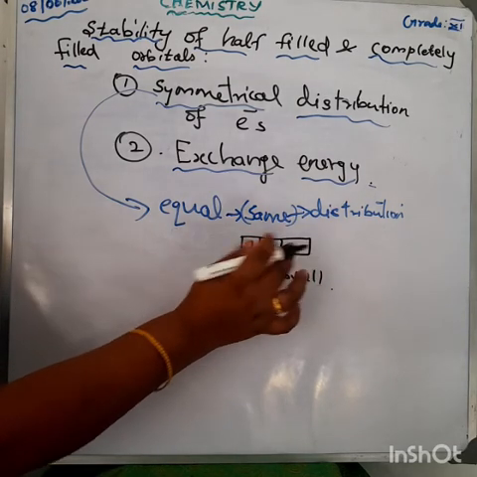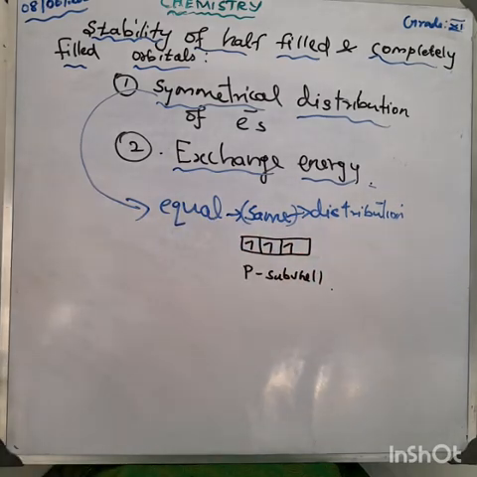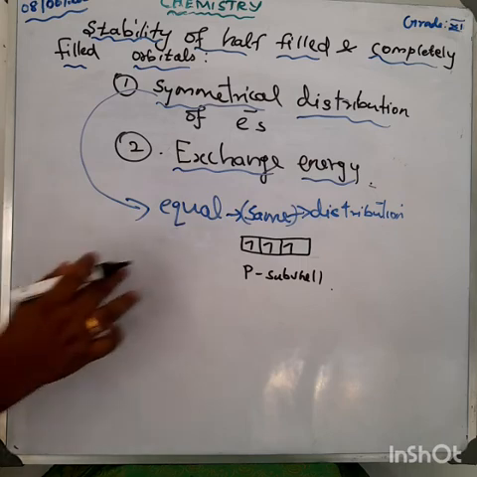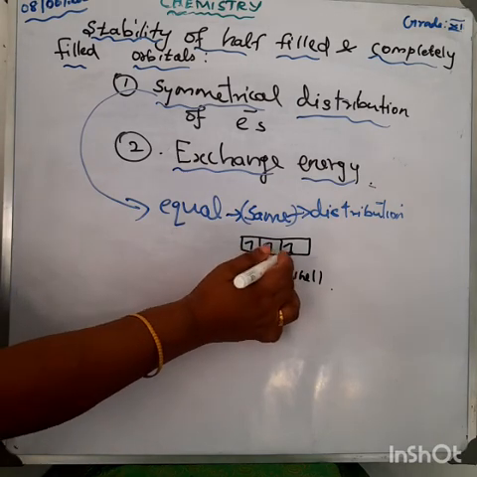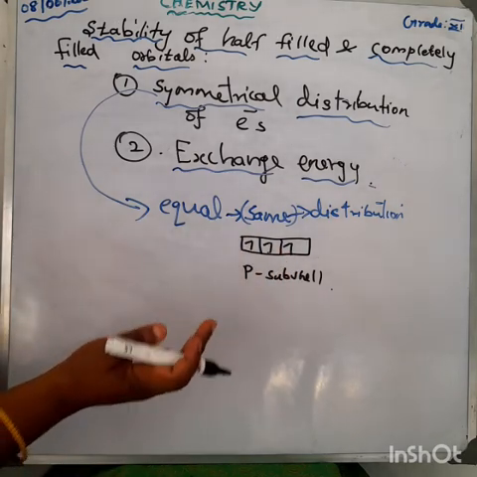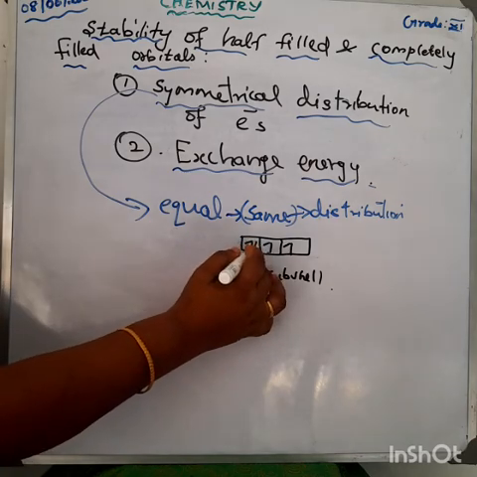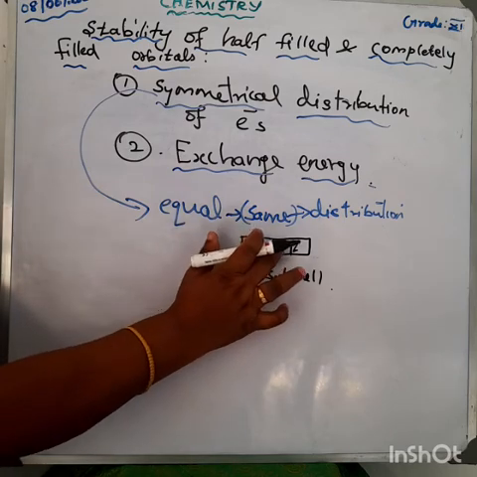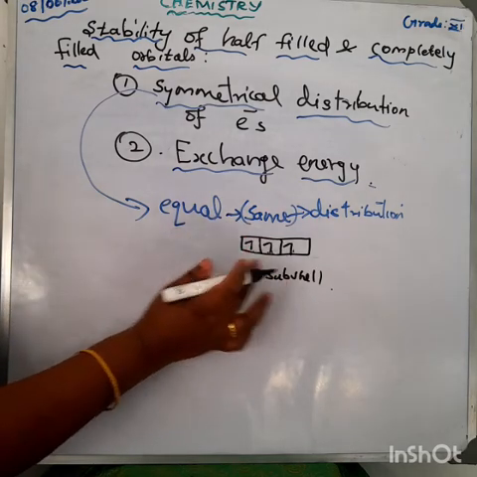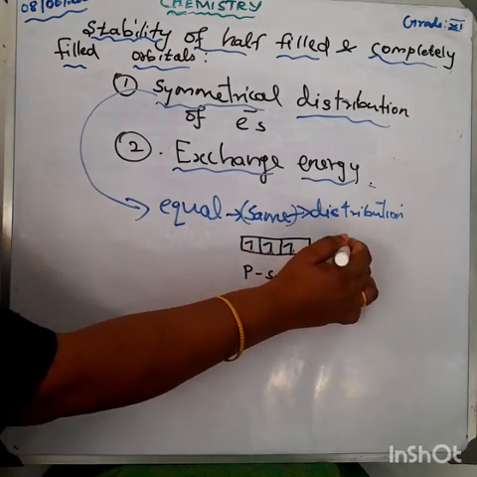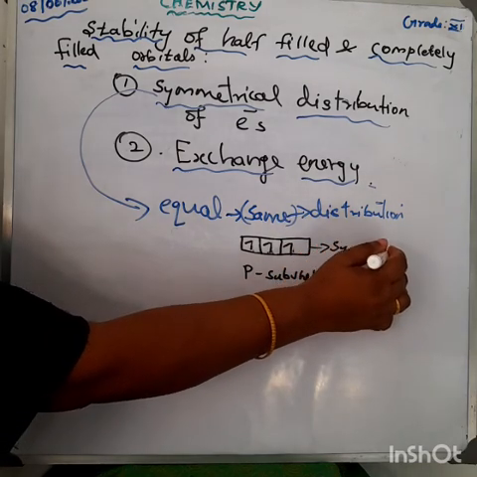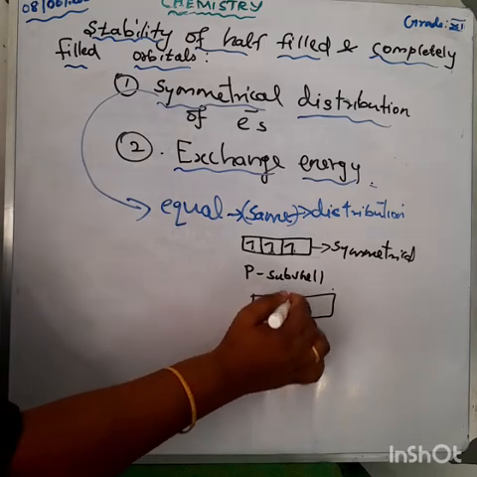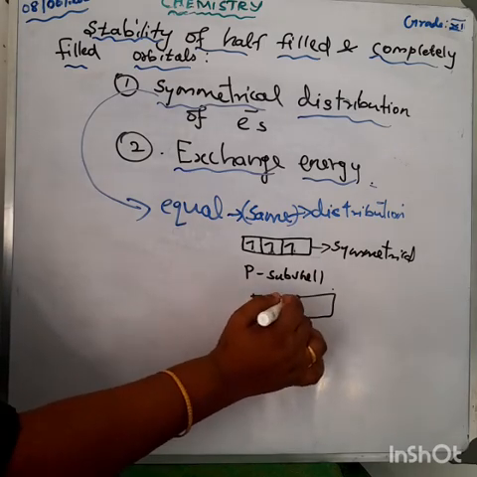According to Hund's rule, we write the equal distribution of electrons: first, electrons fill singly in each orbital. After filling singly, then we can pair up the electrons. So this is the half-filled orbital, and this is the symmetrical distribution. And a completely filled orbital is also very stable, even more than a half-filled orbital. Why is it stable?